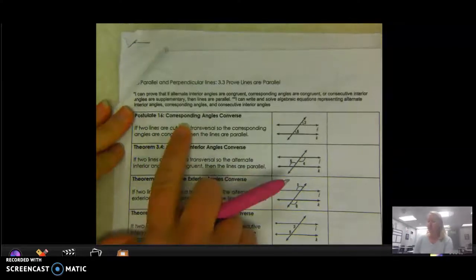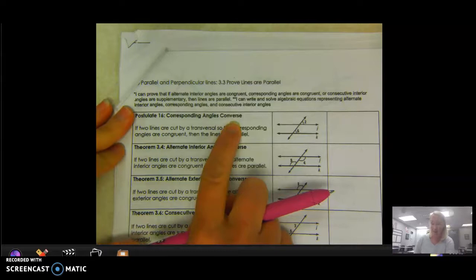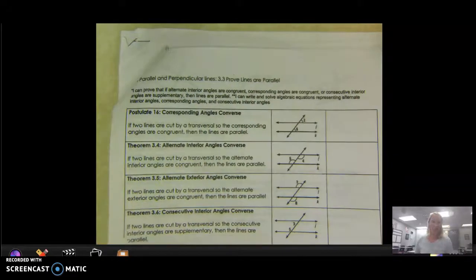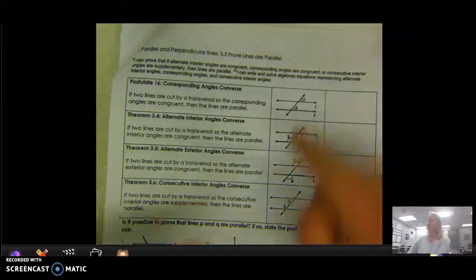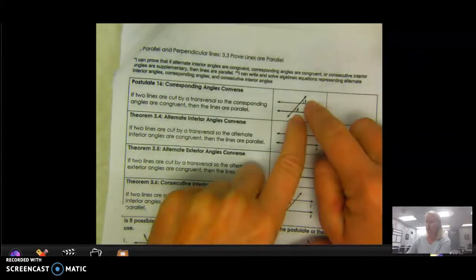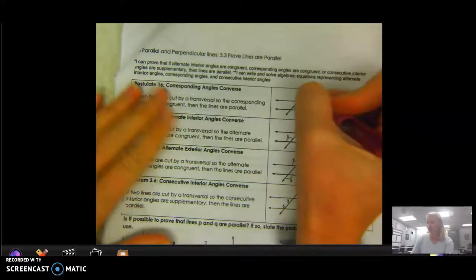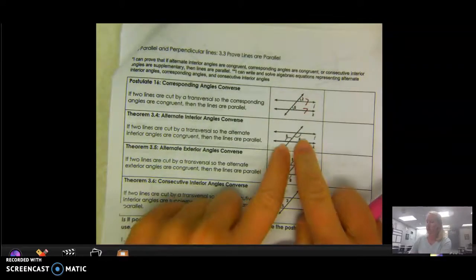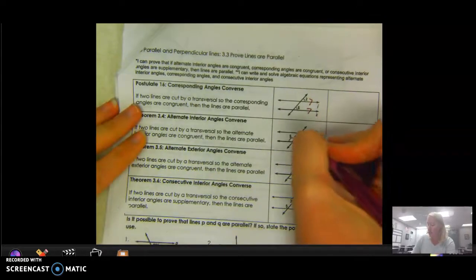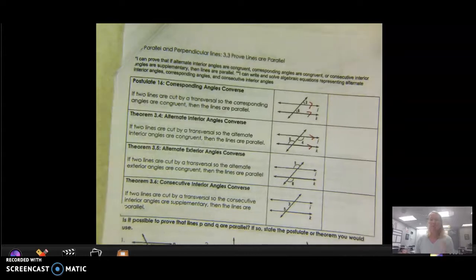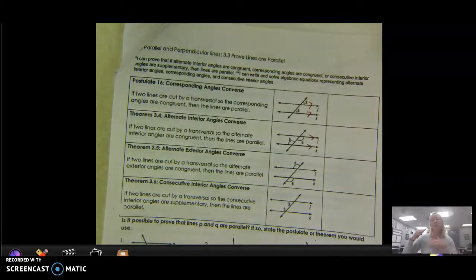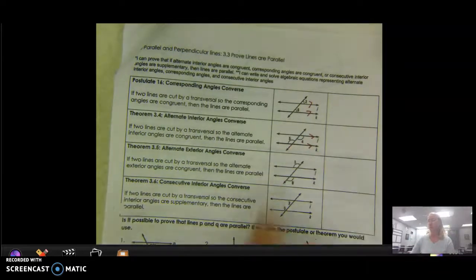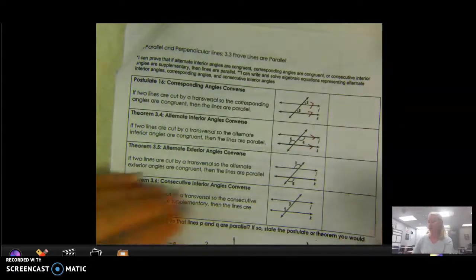So postulate 16 is the corresponding angles converse. So all of these are just saying, okay, if I'm telling you that corresponding angles are equal, then that means that these lines are parallel. Or if I am telling you that alternate interior angles are congruent, then these lines are parallel. Before in 3.2, I was telling you, okay, these two lines are parallel, therefore these two angles are congruent.